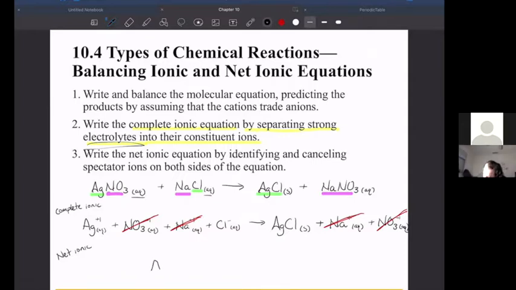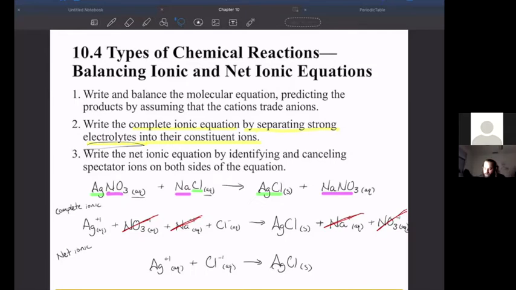So my net ionic is what you get at the end, which is silver (aq) plus chloride (aq) gives you silver chloride solid. Notice how it's just telling you the meat of the chemical equation. The sodium didn't do anything. It was just floating around the whole time. The nitrate didn't do anything. What happened was a silver ion found a chloride ion, and they precipitated out of solution. So that's what your net ionic equation is really showing you: who's really reacting with who, ignoring all the spectator ions.